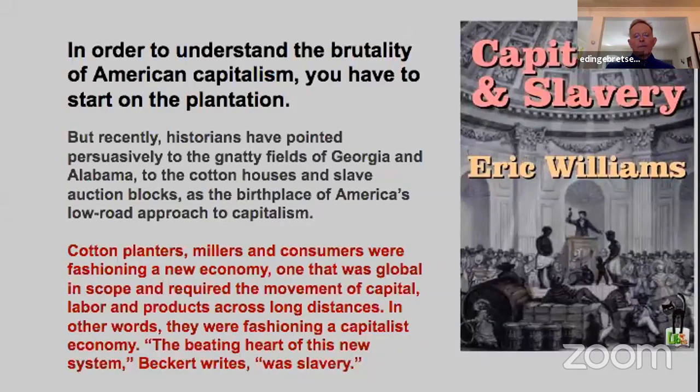A little bit here on capitalism and slavery, and Eric Williams himself, Black Caribbean, Trinidadian, he was the first prime minister of the country, but he writes probably the most significant book on capitalism and slavery, and he points out that in order to understand the brutality of American capitalism, you have to start on the plantation. Cotton planters, millers, and consumers were fashioned on a new economy. Field houses of Georgia, Alabama, cotton houses, slave auction blocks. In other words, they're breathing a capitalist economy, and the beating heart was enslavement.